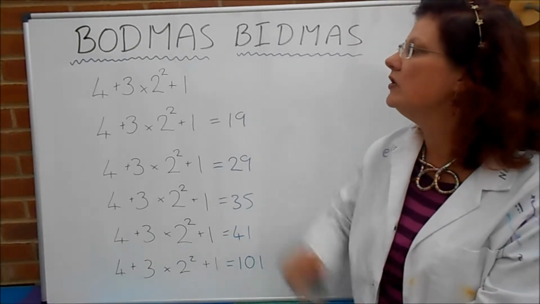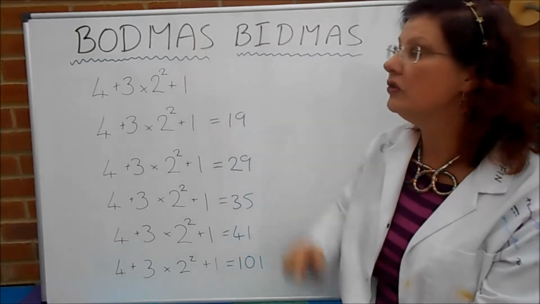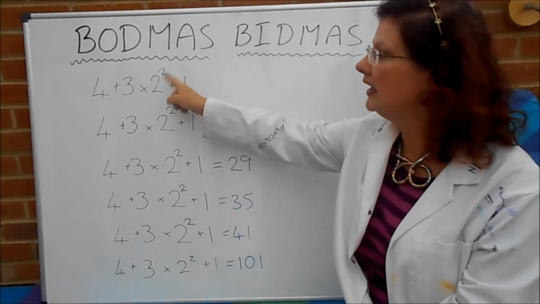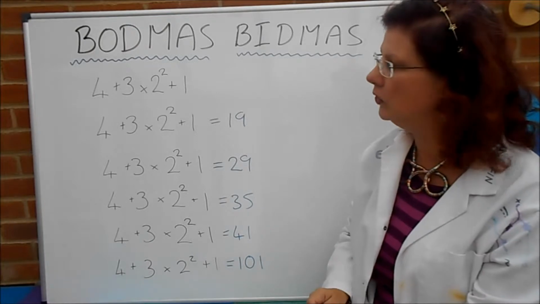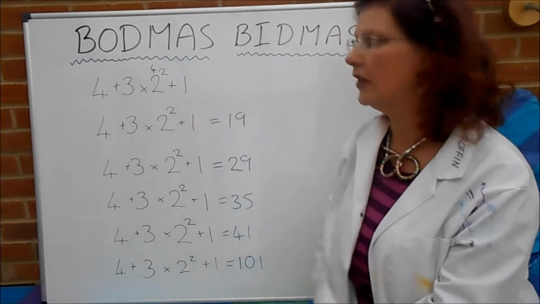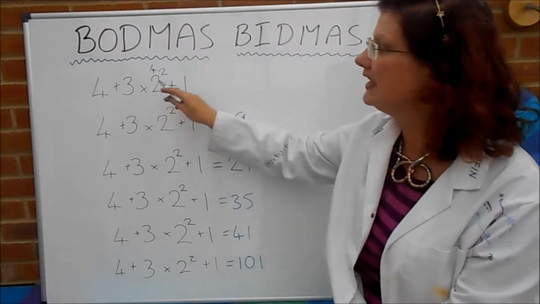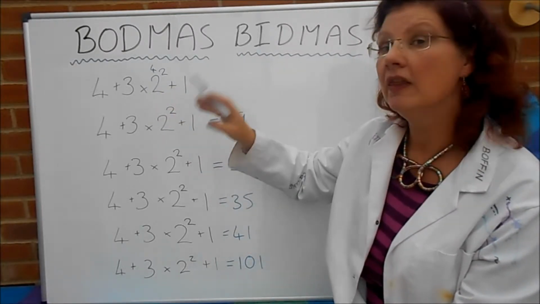So the first thing we're going to do here, because there are no brackets, is O for other stuff. We're going to do the squared. So the first thing we're going to do here is square that 2. That gives us a 4. So that little thing is a 4 there. Next thing we're going to do is the multiply. So we're going to do 3 times that 4. That's a 12.